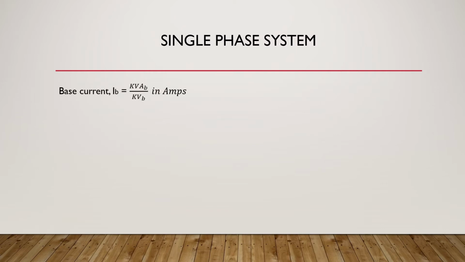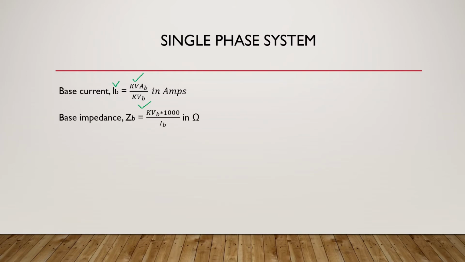Next, we will be given two quantities. What are they? Power and voltage. With that data, we can find the base current relation: IB is equal to kVAB divided by kVB, so that we can get the base current. That means we have derived the first unknown base quantity, the base current. Now it is time to find the base quantity of the second unknown. What is that? Impedance. So this is the base impedance.